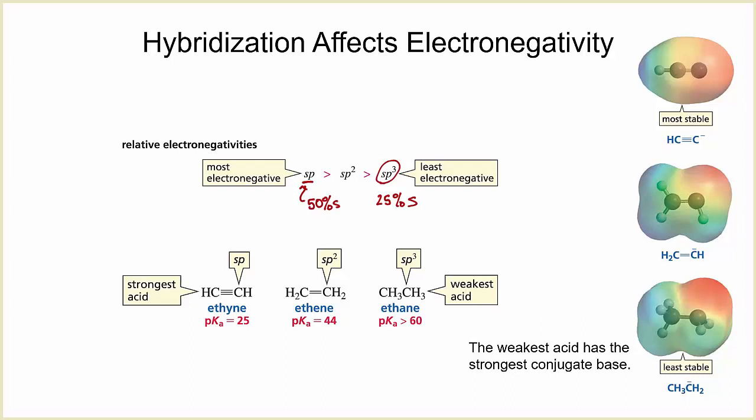So it turns out s orbitals are better at stabilizing electrons in their orbitals because their shape puts them closer to the nucleus. And again, the charge of the nucleus is very important in stabilizing negative charge. So when it's 50% s character, it's better at stabilizing negative charge.